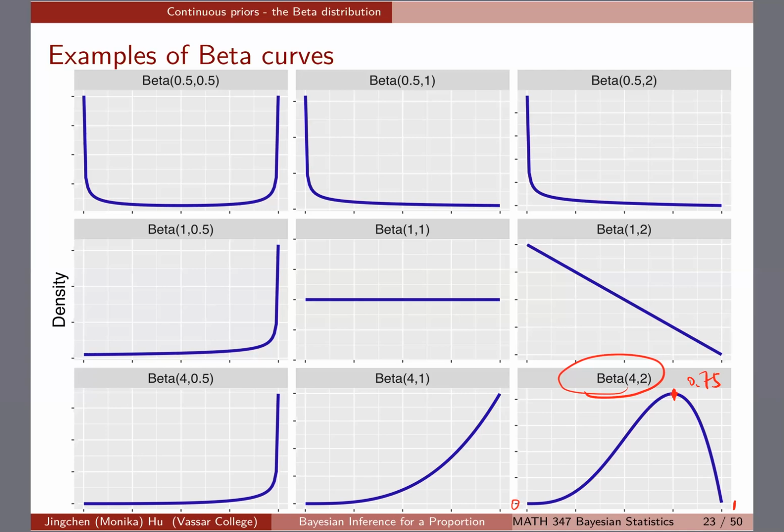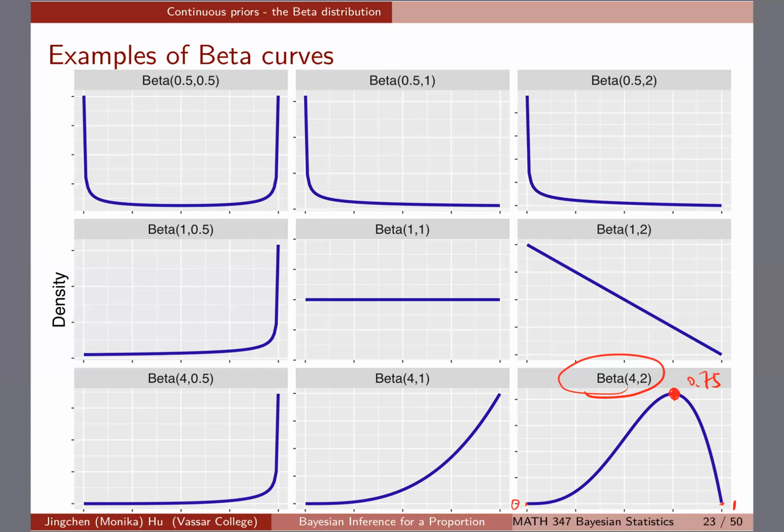Okay? So overall, this is thinking that you don't think the value is going to be too large or too small, but you think it's going to be centered around 75%, and then gradually going down to both ends.